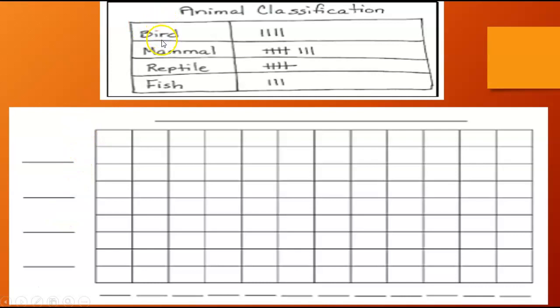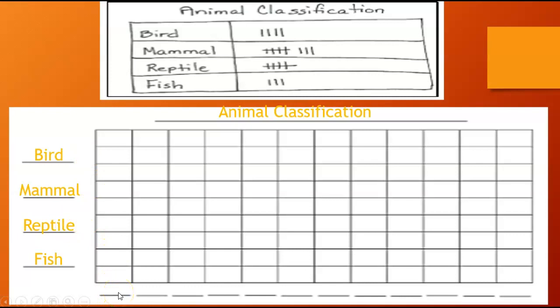What's our first classification here? A bird. So let's write bird. Our second one, mammal. So let's write mammal here. Next one is reptile. Let's put that there. Next we need to write our title, which I did here. You're just going to take the title that's on the top of the one that has the tally marks, and transfer it down here. So the title is animal classifications, so we wrote animal classifications right here because that is the title of our graph.